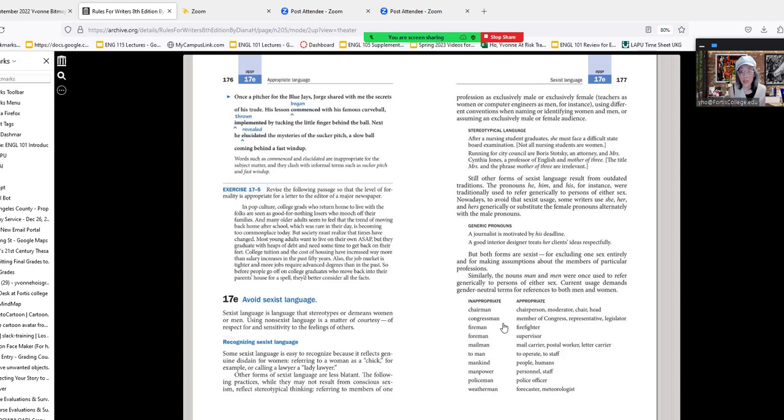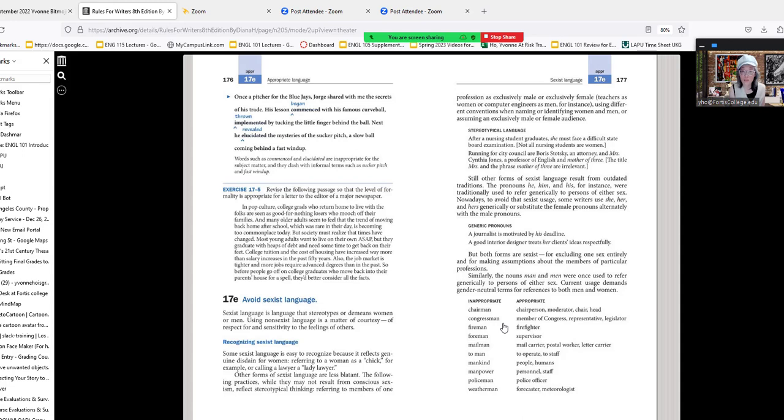Stereotypical language. After a nursing student graduates, she must face a difficult state board exam. Well, not all nurses are female. Some nurses are male. So therefore, you would say, after a nursing student graduates, they must face a difficult state board exam. So you take out the she and the he, and you write they, and that would incorporate both male and female.